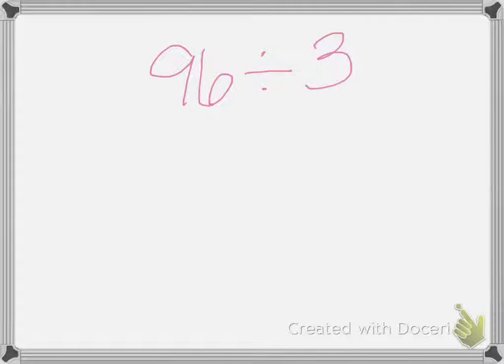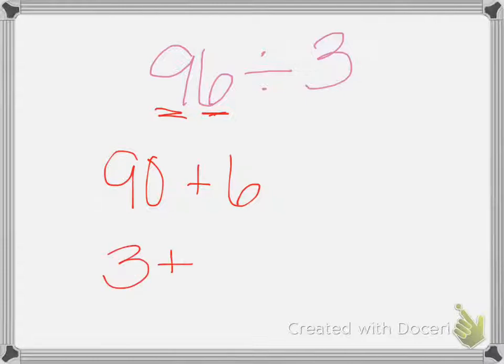Number 5 says solve mentally by breaking down the dividend into smaller parts that are easier to divide. So if you wanted to do that, you could break it down into 90 and 6, because 3 easily goes into 90 and easily goes into 6. It goes into 90 30 times, and goes into 6 2 times. Therefore, 30 plus 2 is 32.